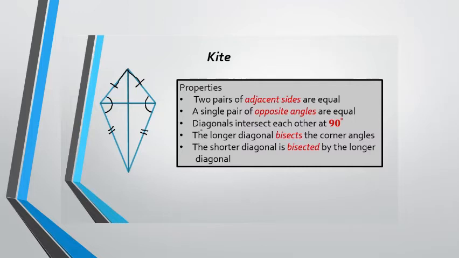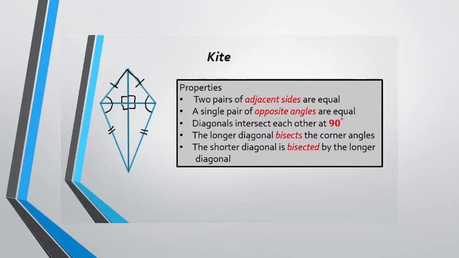Now what about those two diagonal lines? They intersect each other at 90 degrees. Intersect means they are crossing, cutting each other. So that angle has to be 90 degrees, that angle there also 90 degrees, that angle there also 90 degrees, and that angle there also 90 degrees. And that's the third property of the kite. Let's look at the fourth one.